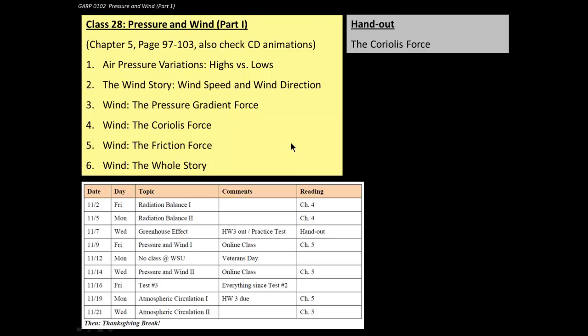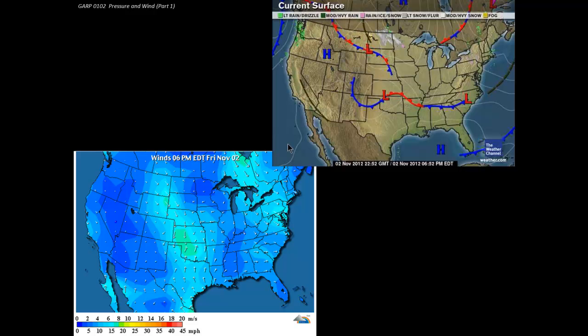You also have a handout for the Coriolis force. And you also have a worksheet that you can work on and fill out. Okay, so let's get started.